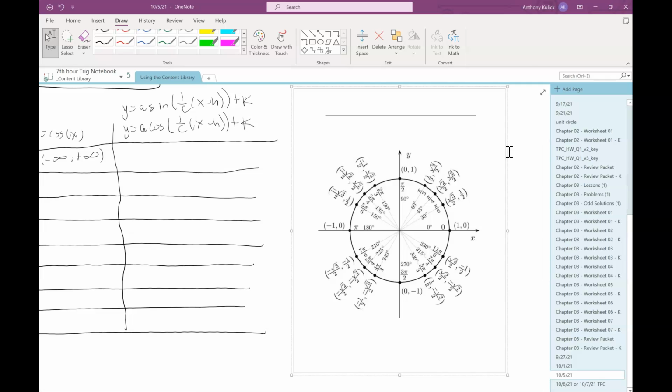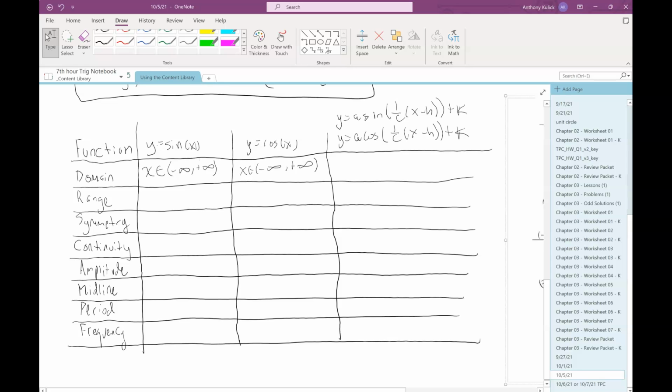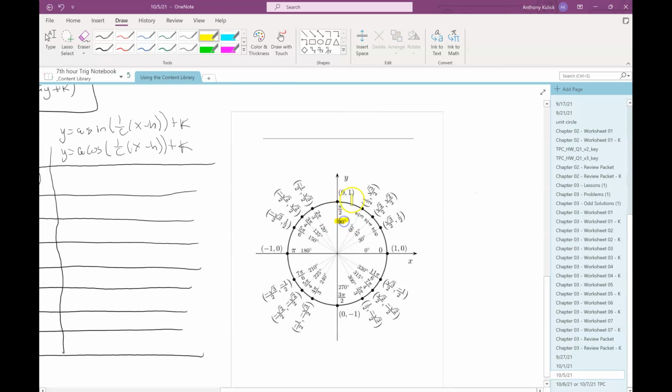So let's talk about the range now for sine. The range is going to be the outputs, right? So for sine, those outputs are going to be the y-coordinates of the points on the unit circle. So for example, if I'm talking about the sine of 90 degrees, 90 degrees is my input. The output would be the y-coordinate from the unit circle, which is 1. Everybody's okay with that idea?